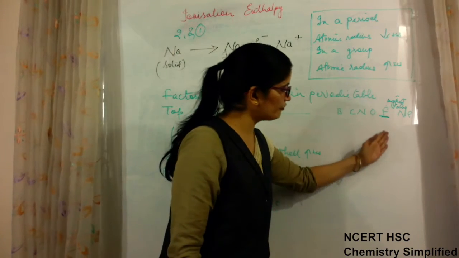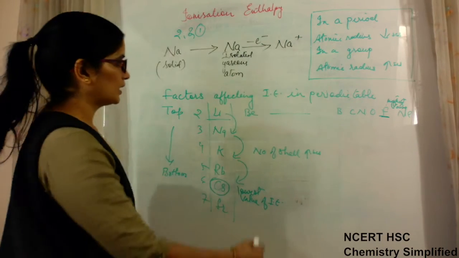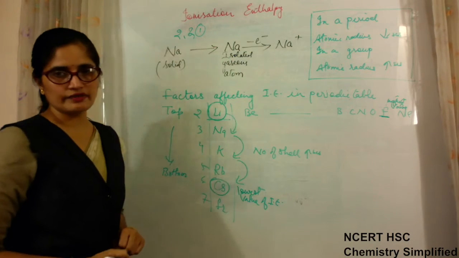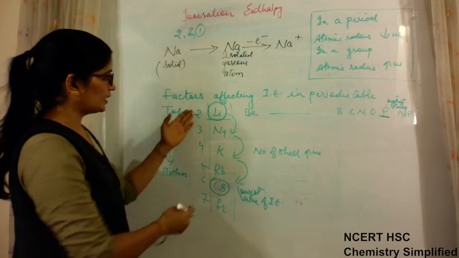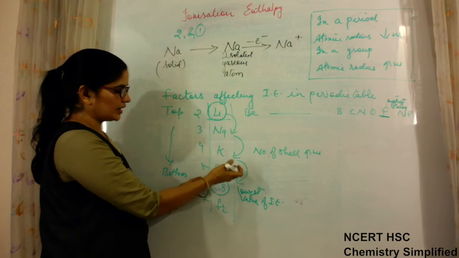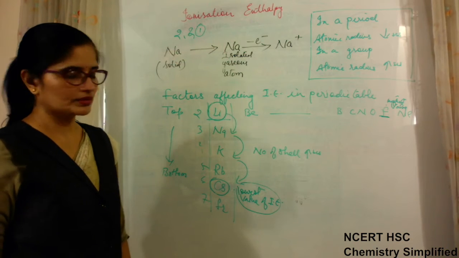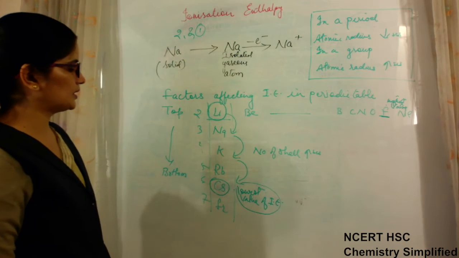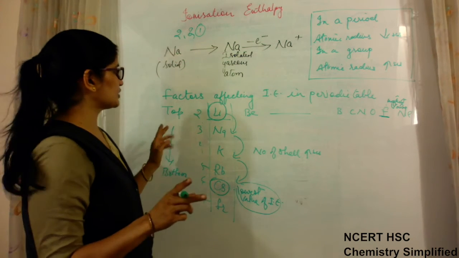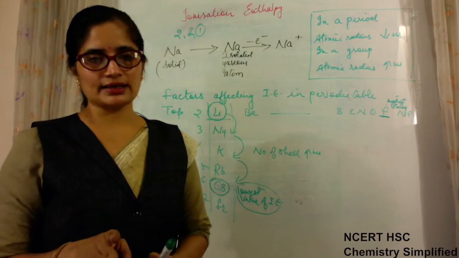Then from the highest value, if we move down, the value will gradually decrease because the number of shells is increasing. So in this particular period, this has the lowest value of ionization enthalpy. And again from this to this, when we are moving, this has the lowest. So it is clear that this has the lowest value of IE in the whole periodic table. Clear? So the lowest value of ionization enthalpy is here. Clear? So these are the two factors which affect the values of ionization enthalpy. Simply two factors are there.